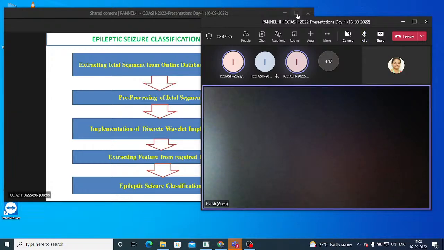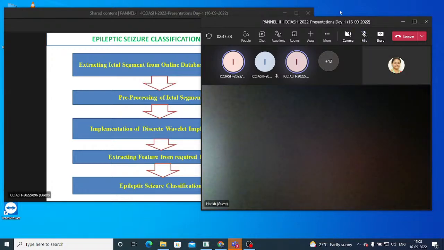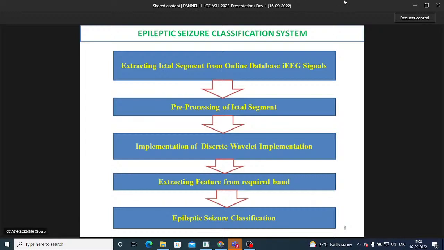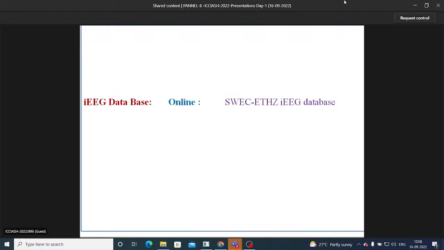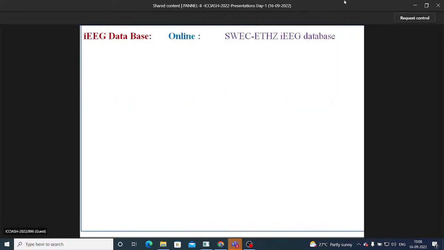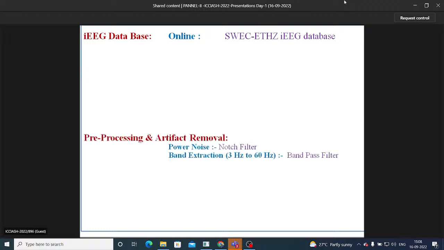Depending upon a number of electrodes, we have classified seizures. So the database that we have taken is from online, which has been freely available for researchers. That is the EEG database, which is freely available for researchers for doing research work.